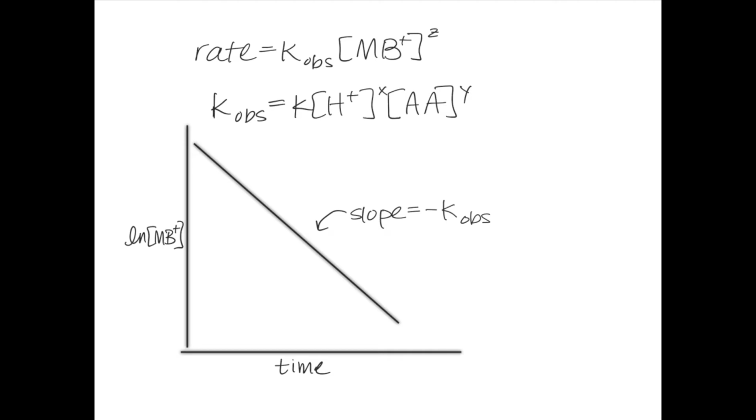So after we gather all of our data, we can take the concentration of methylene blue, take the natural log of it, and plot it on a graph of the natural log of methylene blue versus time. If we end up getting a straight line, that tells us that the order of methylene blue is first order. Then we can analyze the slope of the line, and the slope is going to give us negative k observed, which we can use to then further determine what the order of hydrogen is and what the order of ascorbic acid is.